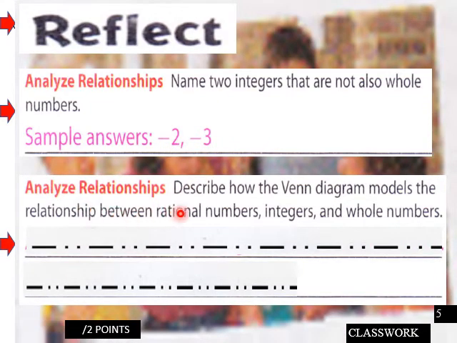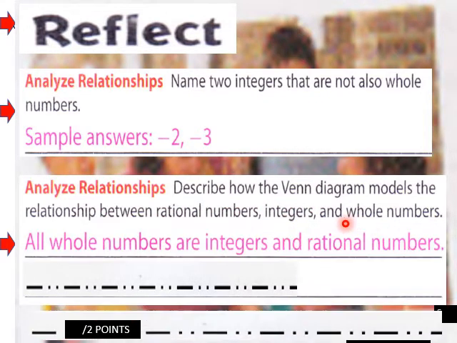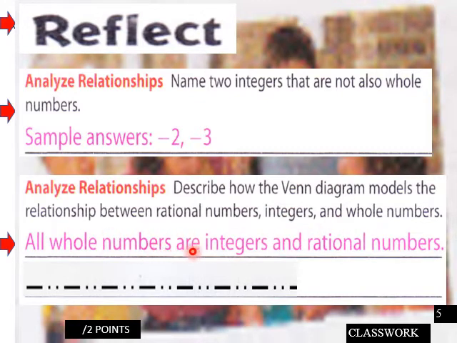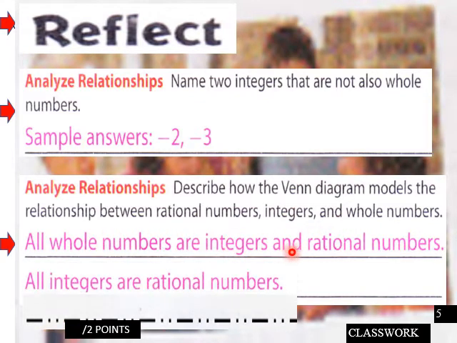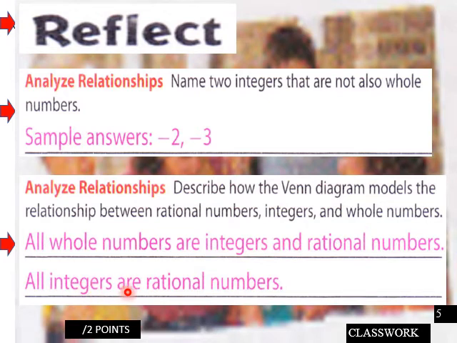And analyze relationships. Describe how the Venn diagram models the relationship between rational numbers, integers, and whole numbers. So describe how the Venn diagram models the relationship between rationals, integers, and whole numbers. All whole numbers are integers and rational numbers. All integers are rational numbers. So that would be how you would describe the relationship between rationals, integers, and whole numbers.